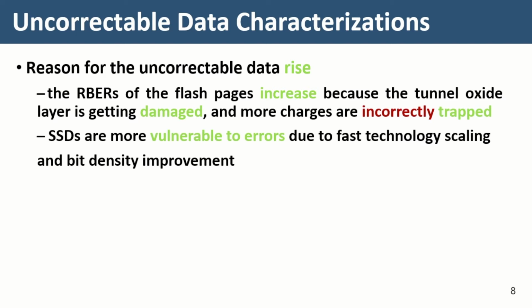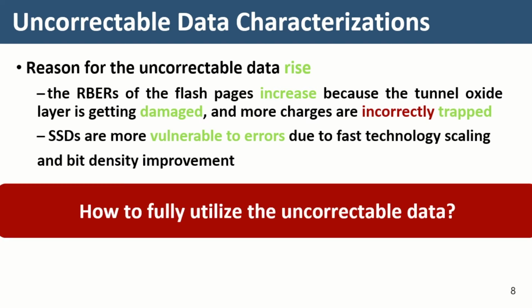Our experiments observed that the uncorrectable data rises and exists for a long time because the raw bit error rates, RBERs, of the flash pages increase and SSDs are more vulnerable to errors. So how can we fully utilize the uncorrectable data?